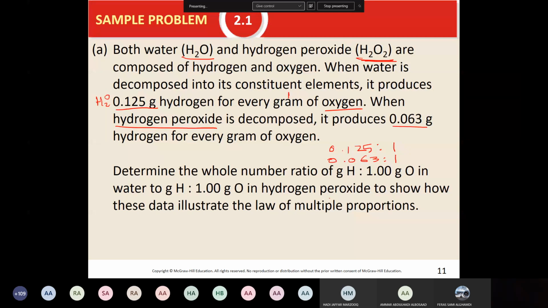Then what's the ratio of hydrogen to hydrogen? What's the simple ratio? Go ahead and calculate it. What is it? Sure. 0.125 divided by 0.063 is actually 2.